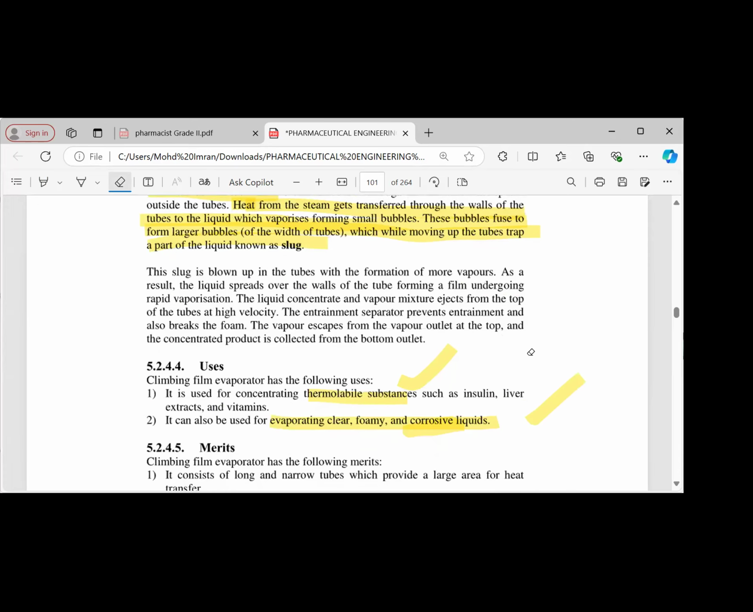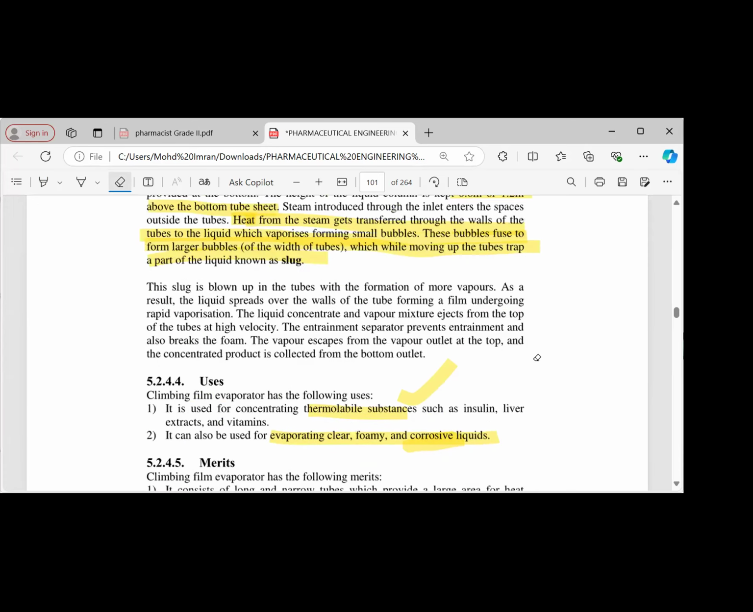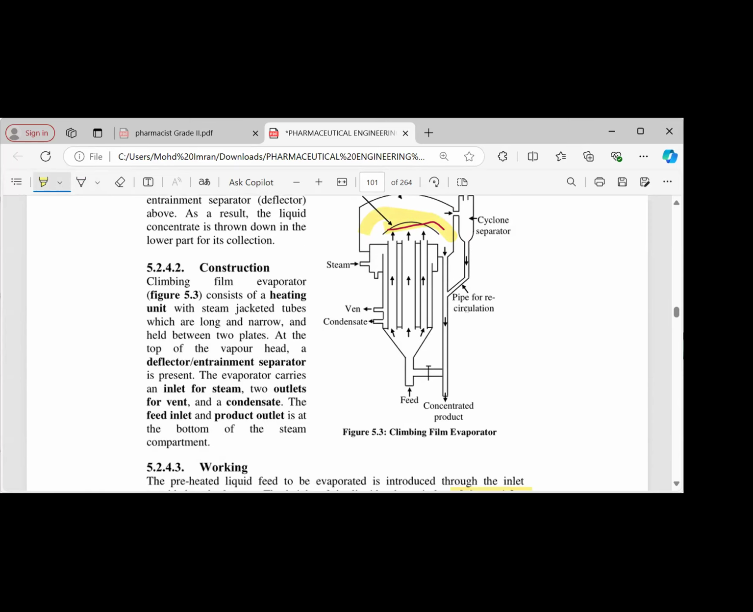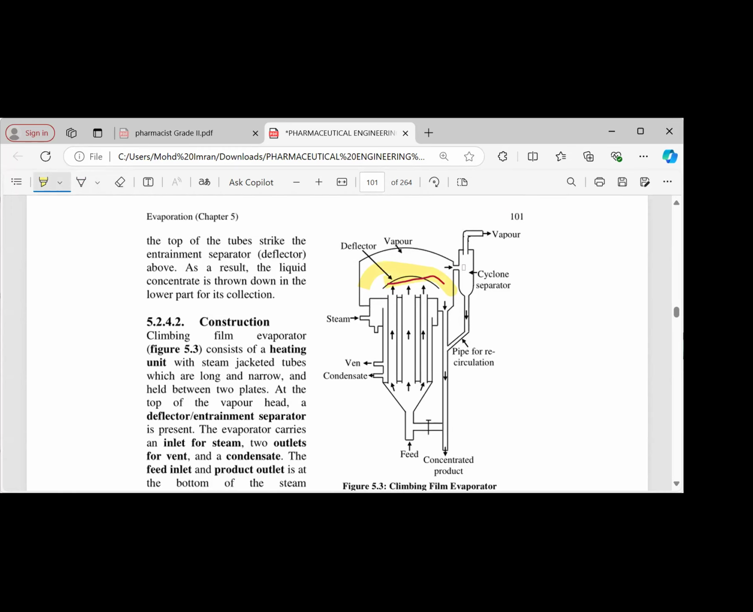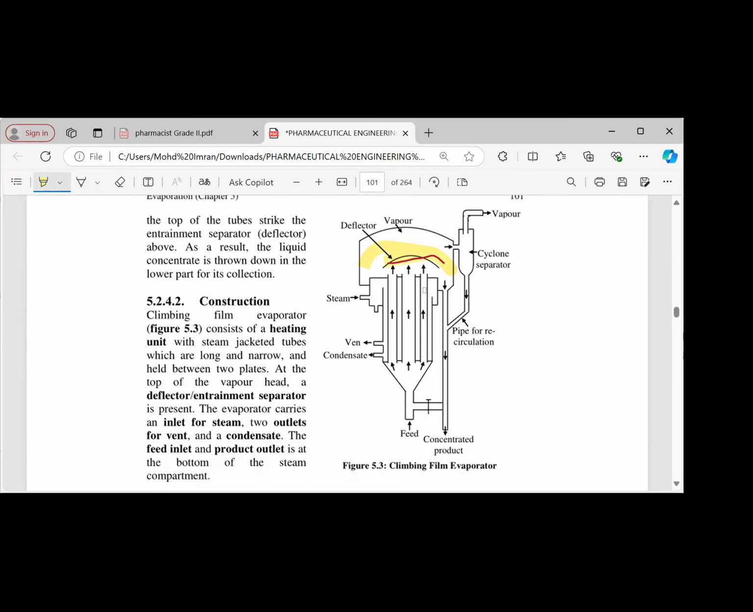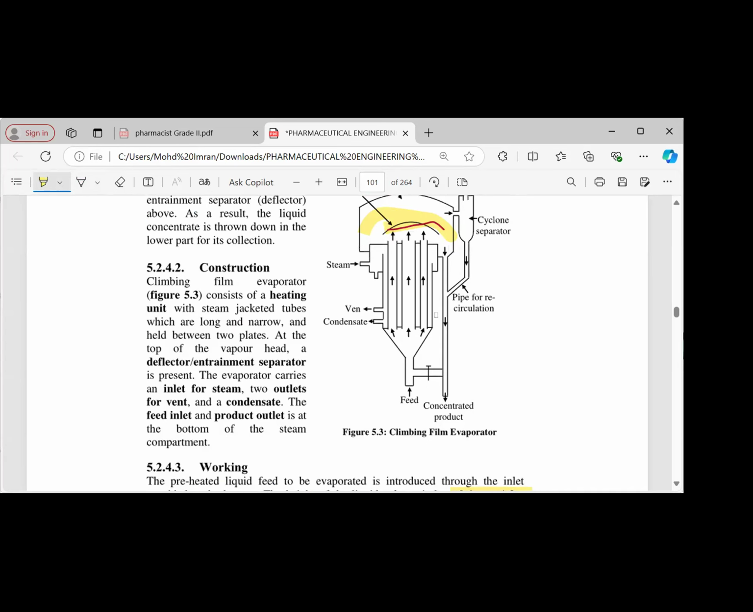Concentrate. Sir, the concentrated filtrate, the product, is collected. See, this deflector is there. Product level obviously decreases, right? So this deflector is breaking that bubble, and the hot concentrated product is collected here. The concentrated product.